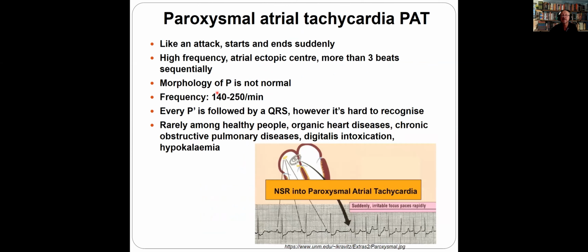Now, paroxysmal atrial tachycardia, however, we will see, meaning that it starts suddenly, and we do have a P wave in front of the QRS complexes, and we do have narrow QRSs. This is how we know that that's a paroxysmal atrial tachycardia. So it has to be more than 3 beats in a row subsequently.